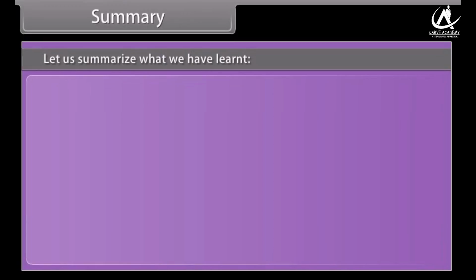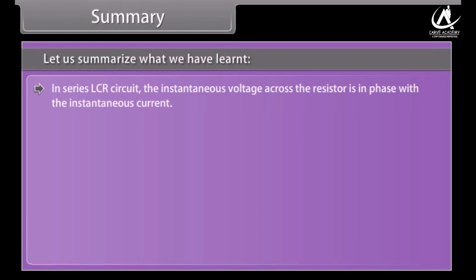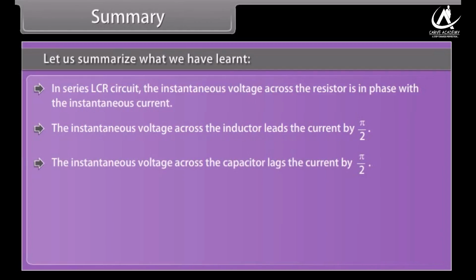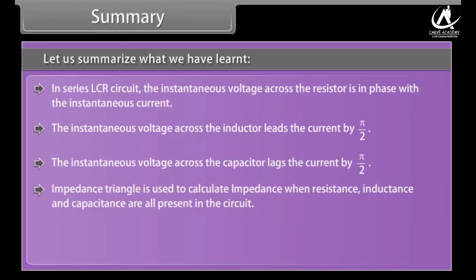Summary. Let us summarize what we have learned. In series LCR circuit, the instantaneous voltage across the resistor is in phase with the instantaneous current. The instantaneous voltage across the inductor leads the current by pi/2. The instantaneous voltage across the capacitor lags the current by pi/2. Impedance triangle is used to calculate impedance when resistance, inductance, and capacitance all are present in the circuit.